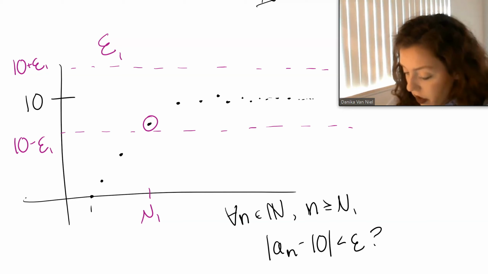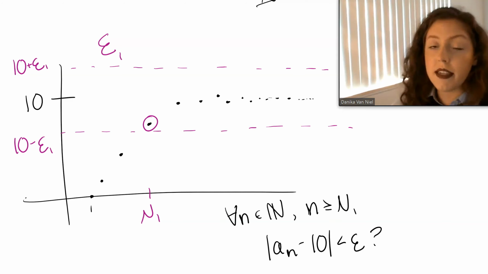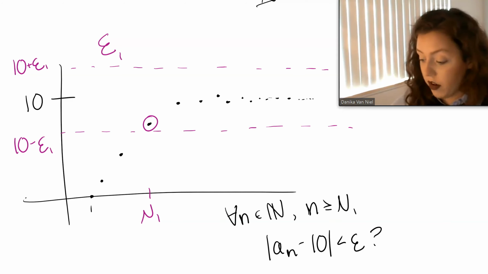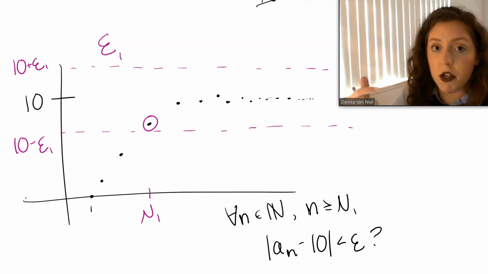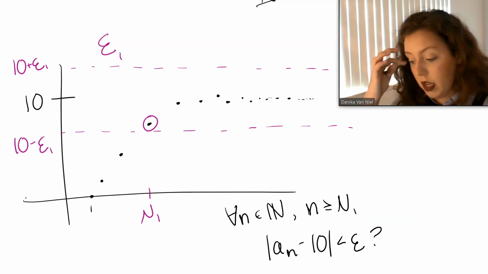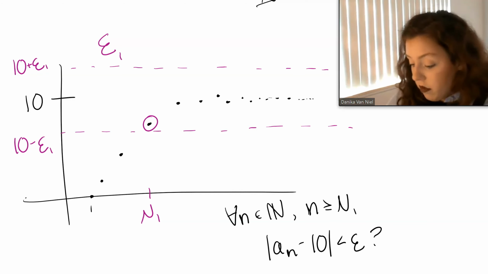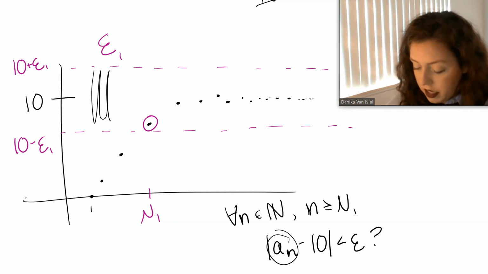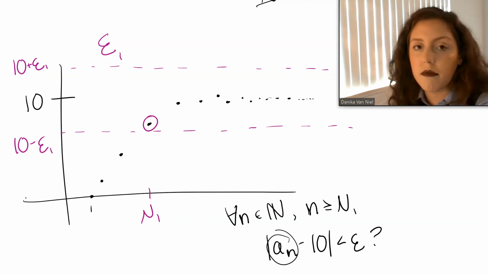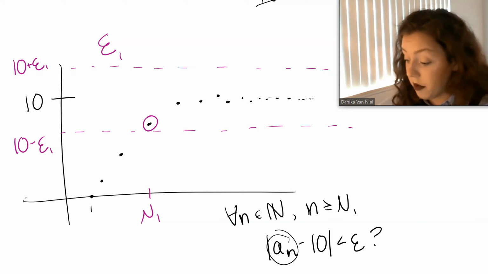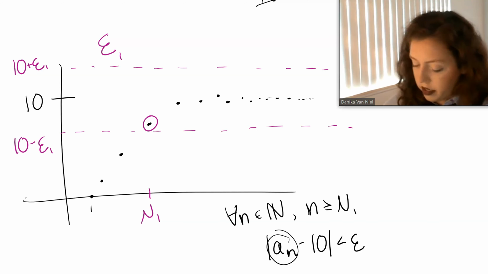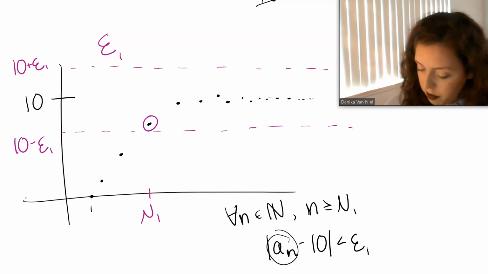Because every single one afterwards, and we're pretending like we do know what this function looks like forever and always. This is not like flipping a coin where so much is left up to chance. So we do know that every single a_n is within these purple bounds after capital N1. Okay? So yes. Oh, sorry, epsilon 1. So this is our purple example.